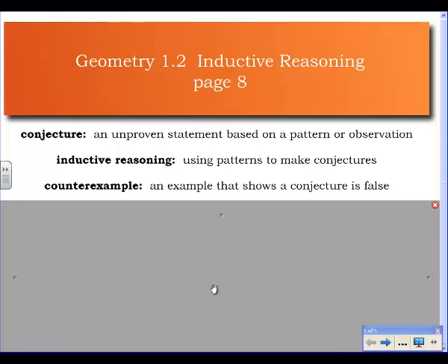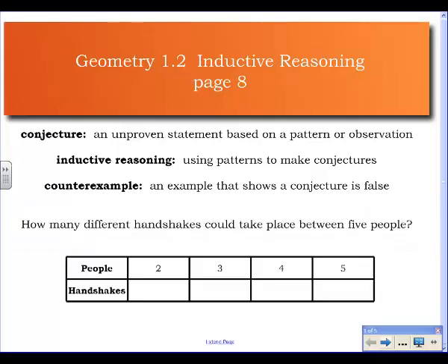Let's look at one problem that can be solved using inductive reasoning. In this problem, we're trying to determine the number of handshakes that can take place between 5 people. Hopefully, we'll find a pattern and can then use that pattern to determine the number of handshakes for more people. Let's start with one of the best geometry problem-solving strategies there is, drawing a picture. So we'll start with 2 people. There's only one way those 2 people can shake hands.